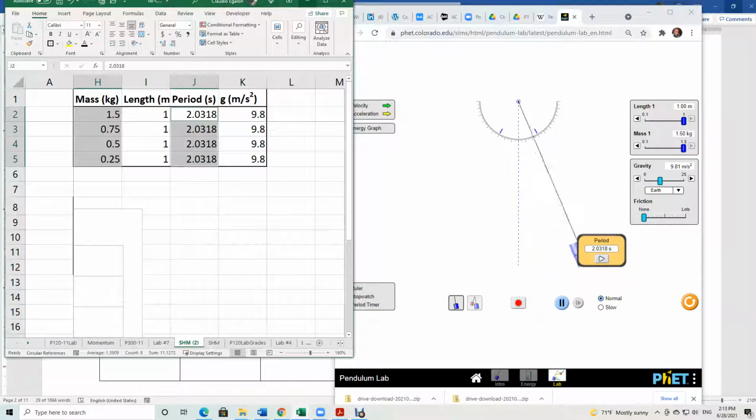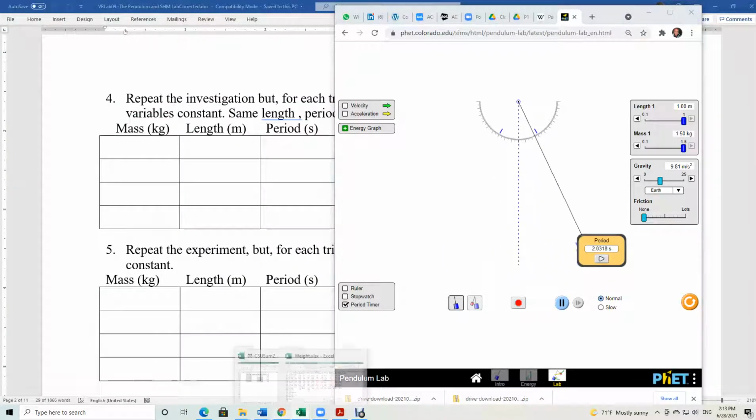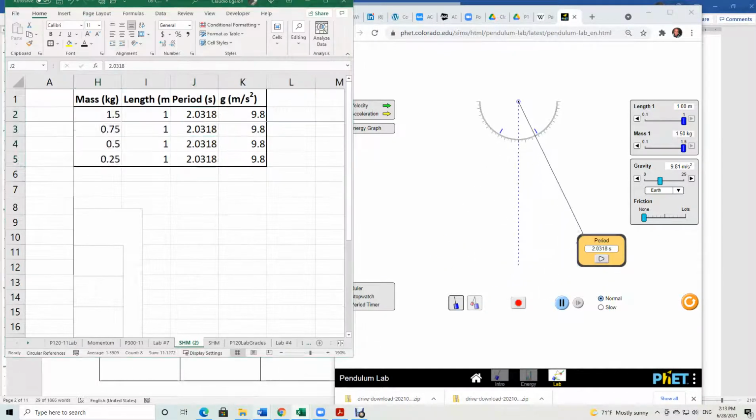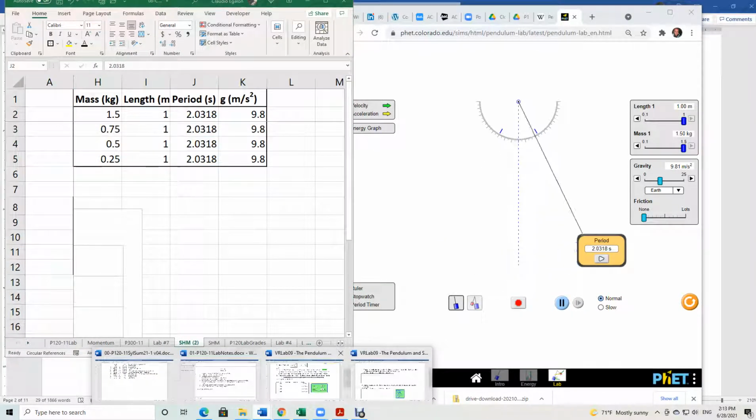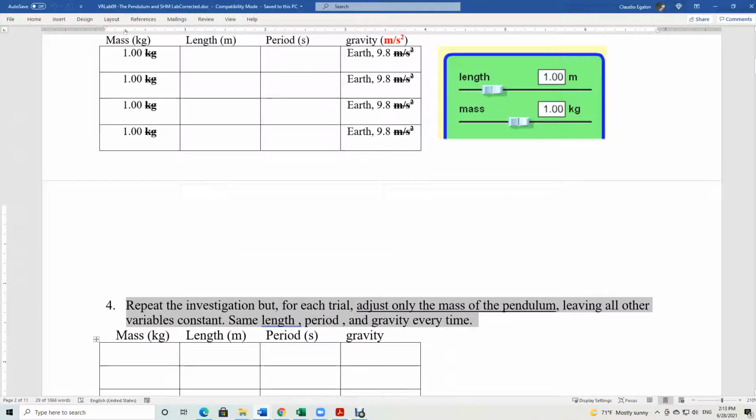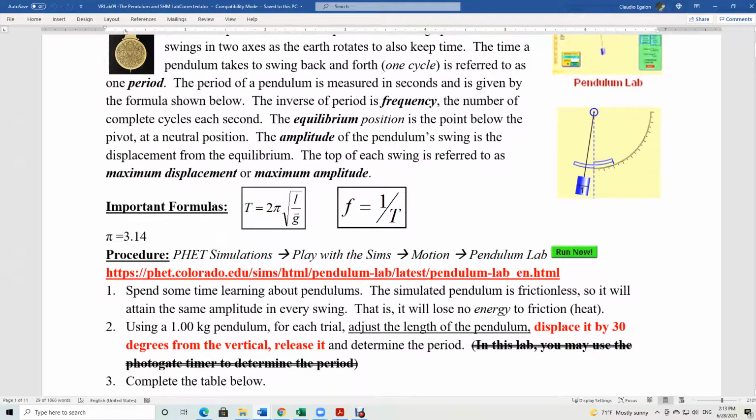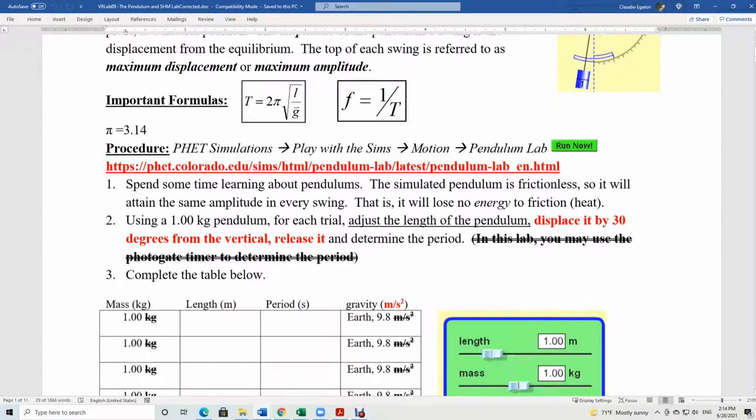Okay? So going back to the equation that we saw there in the handout. Let's take a look. Here you go. There is no dependence on the mass. The period does not depend on the mass of the simple pendulum. Okay?